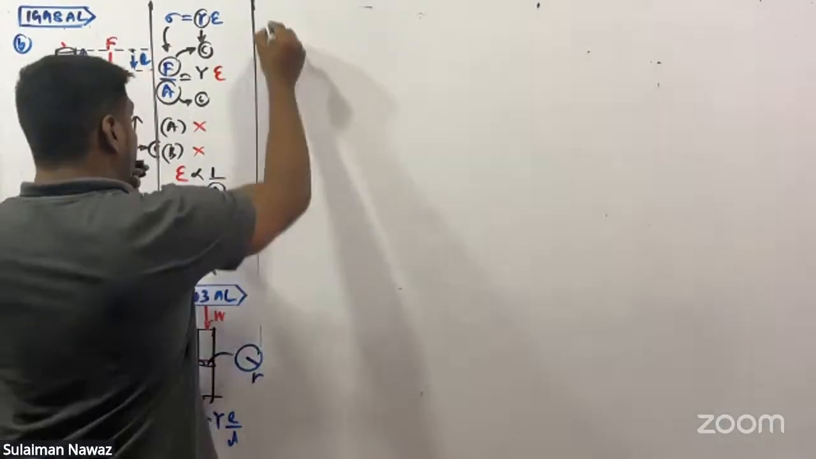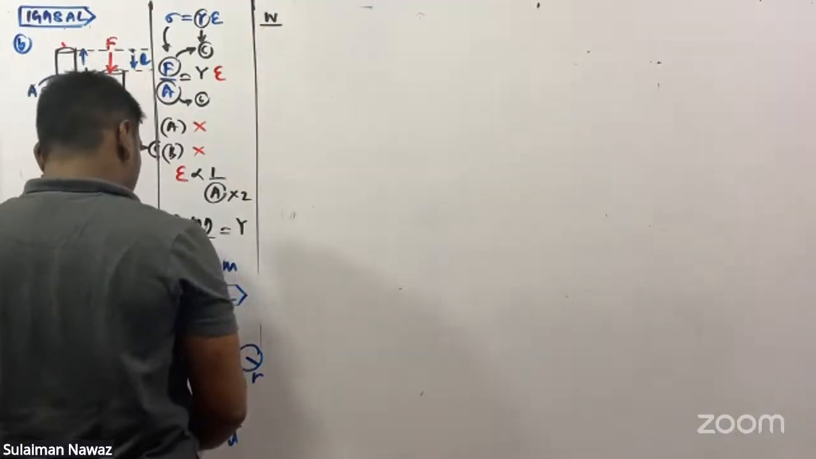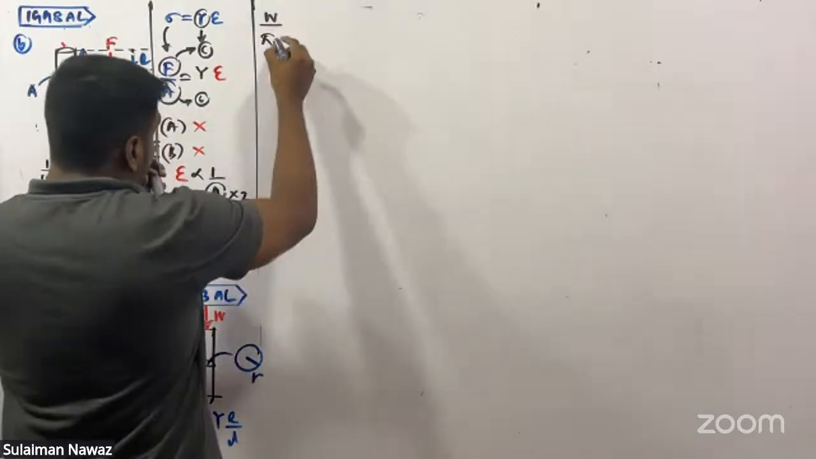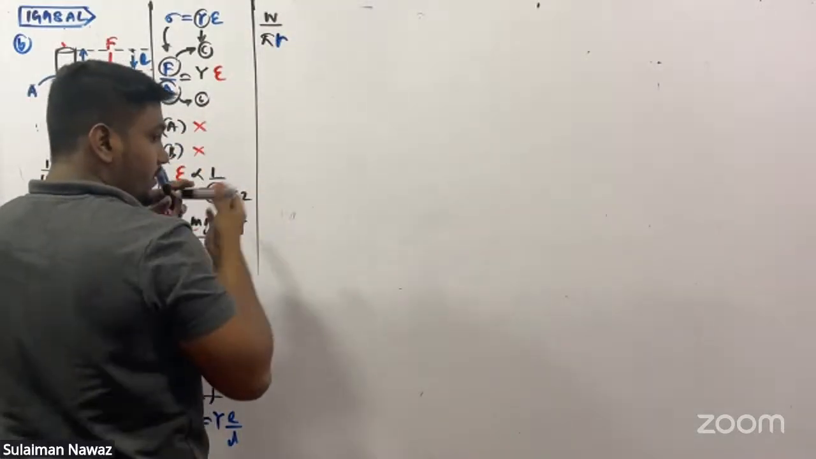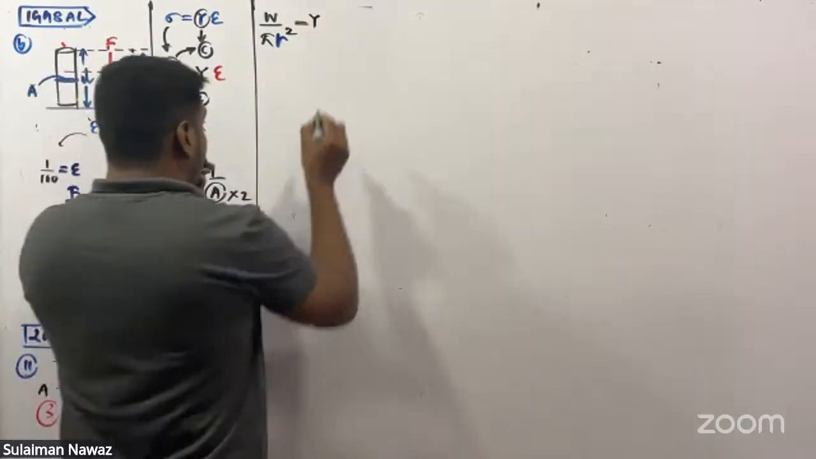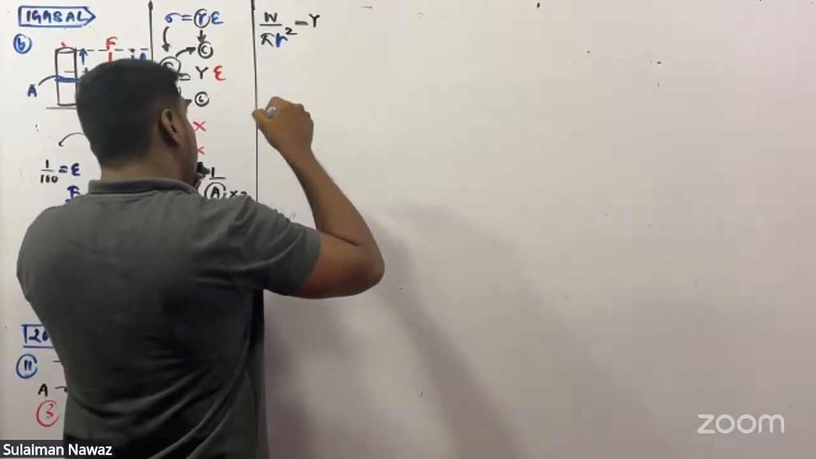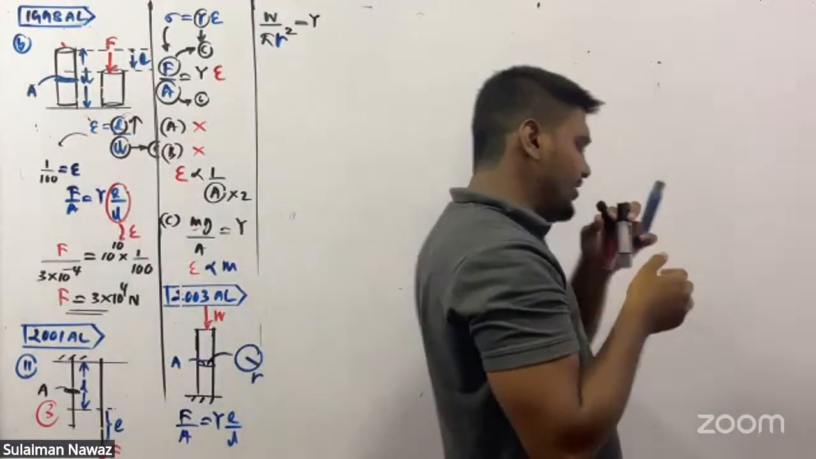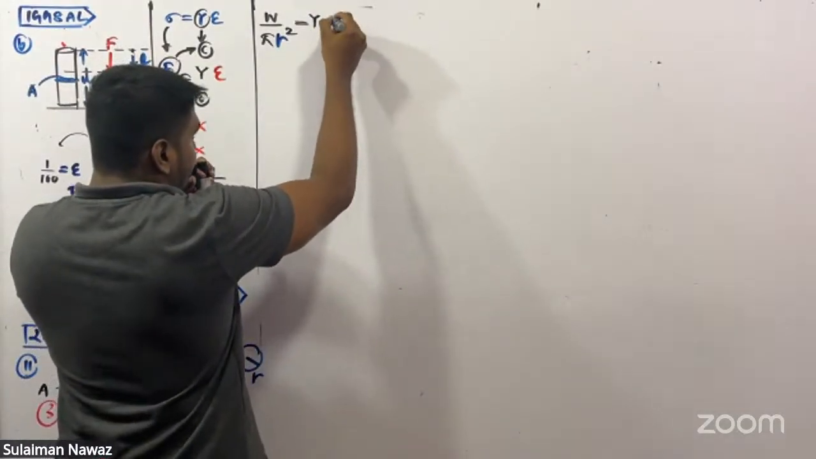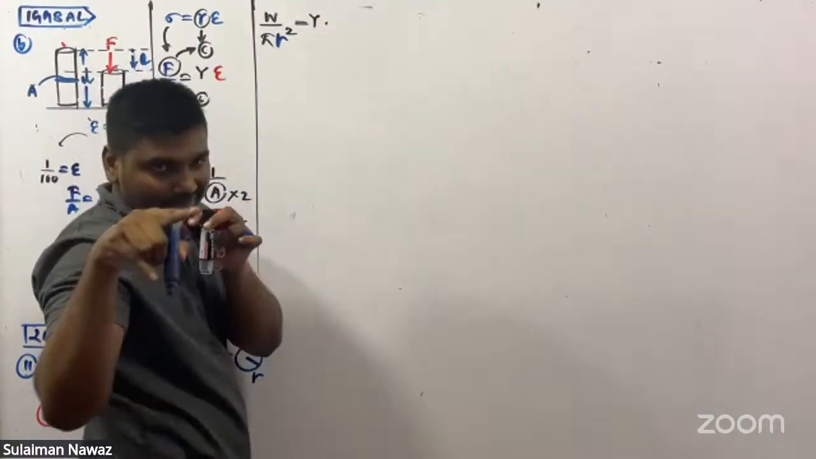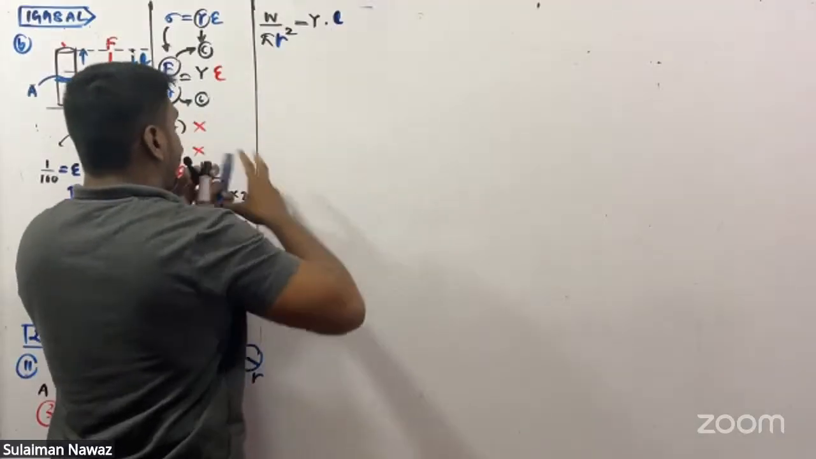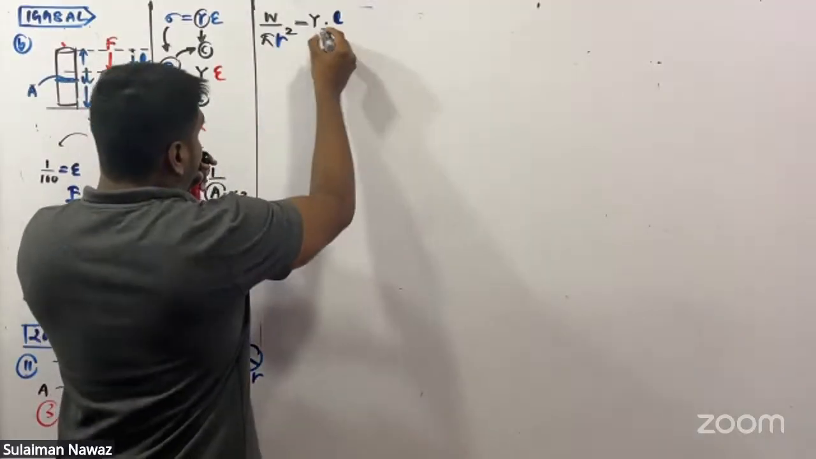F means W. W over cross-sectional area, which is pi r squared, equals Young's modulus Y times extension. Delta L means change in length, which means extension. They have considered e as delta L. So e over natural length, which is the same, L.